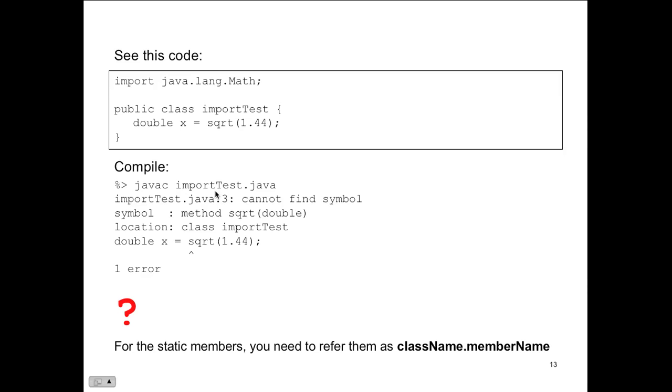And then let's see, we're going to compile this program. And it says, what's this? One error. The static members, you need to refer to them as class name.member name. So we actually have to go back because we have a static in here, and refer to it from the class name, as in Math.sqrt, to fix it.